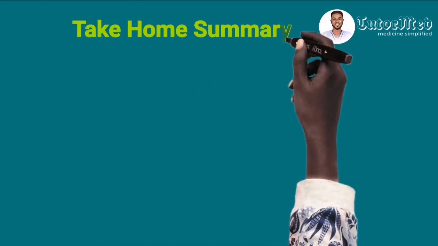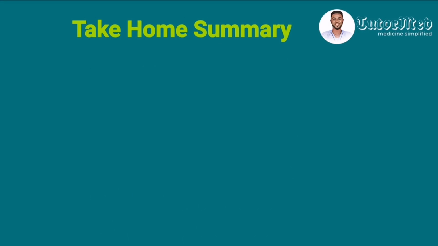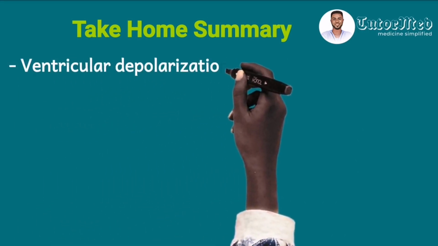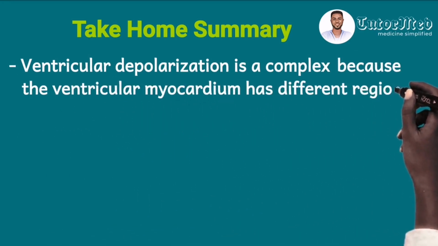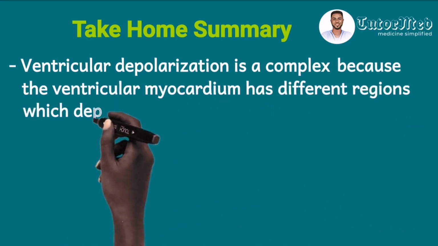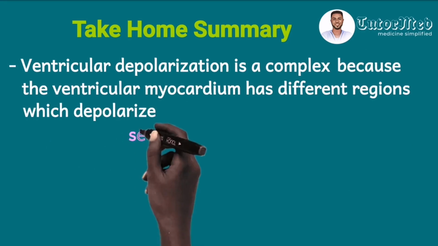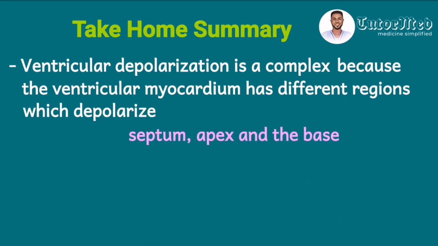And so, ladies and gentlemen of the TutorMed community, our take-home summary. The first point is that ventricular depolarization is complex because the ventricular myocardium has different regions which depolarize: the septum, the apex, and then the base. And all these contribute to the waveform. That is why ventricular depolarization is a complex, unlike atrial depolarization, which is just a single wave.